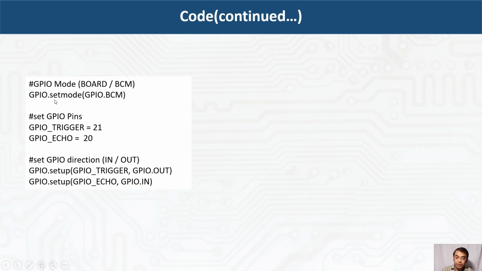So GPIO.setmode, already I told you earlier, GPIO.BCM. So then you have to set GPIO.setup trigger pin as output pin and the echo pin as input pin.